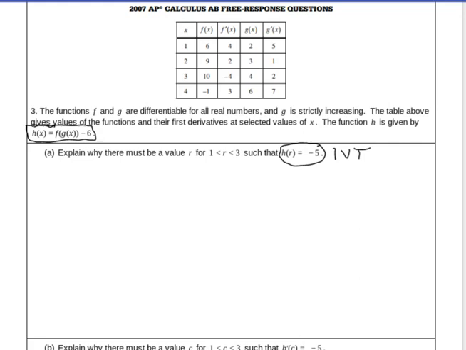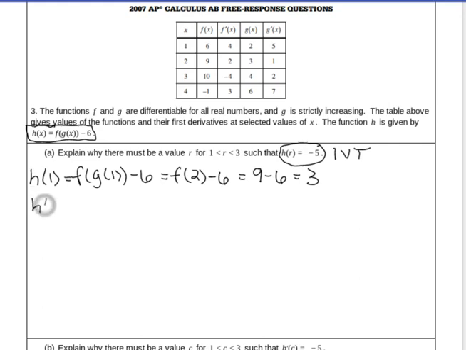So let's find h of 1. So h of 1 is going to be f of g of 1 minus 6. So that's going to be f of, well, g of 1 is equal to 2, minus 6. And so f of 2 is equal to 9. 9 minus 6 is equal to 3. So h of 1 is equal to 3.